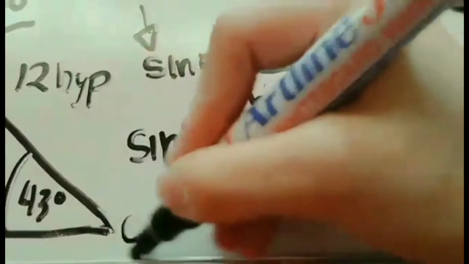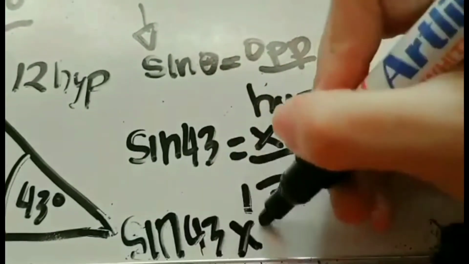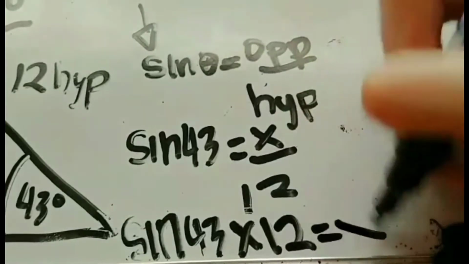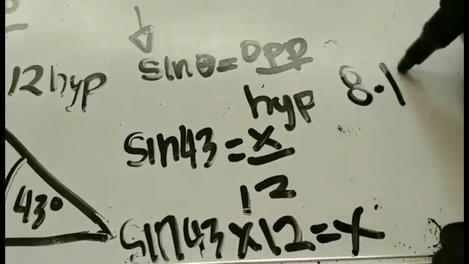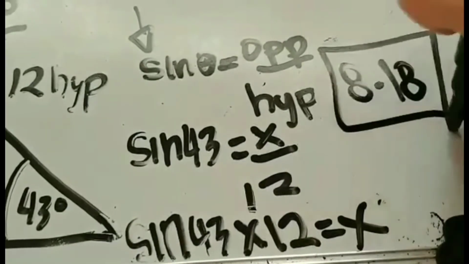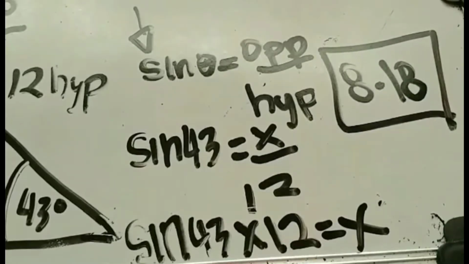So here, sine 43 times 12 equals x. So the answer will be 8.18. So here is the final countdown. To get the final answer, with the help of our scientific calculator, if you have one, it must also be in degree mode. So make sure to be in degree mode and not in radian.